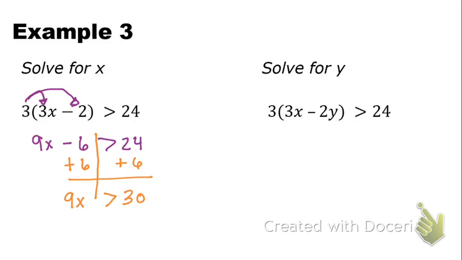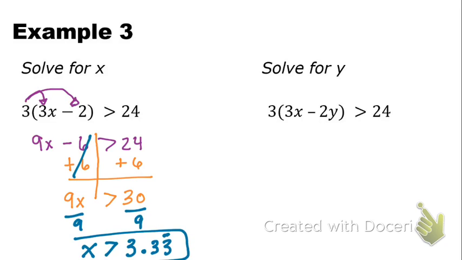Okay, and then our last step, because this is multiplying by 9, the inverse would be to divide both sides by 9. And as you probably realize, the answer is a decimal. 30 divided by 9 is 3.33 repeating. And there's our work.